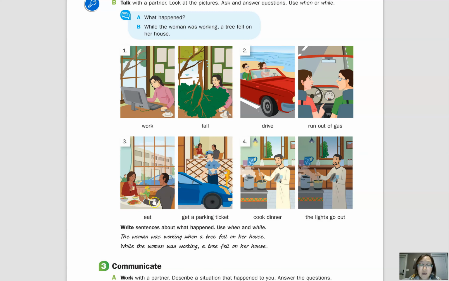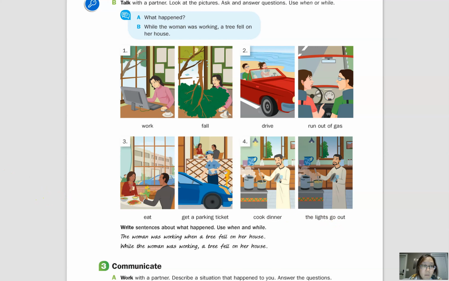Okay, and then the last one, number 4, make a question with past continuous. Okay, so we can say, what was the man doing when the lights went out? What was the man doing when the lights went out?